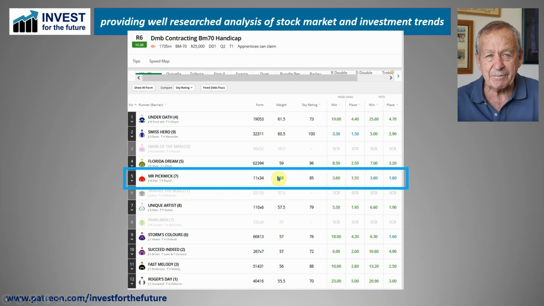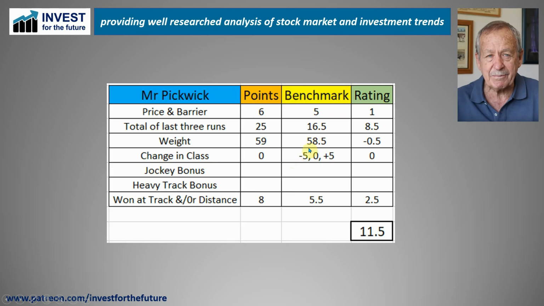Looking at its weight, it's carrying 59 kilograms. The benchmark for this race is 58.5. That's the mid value between the top and the bottom weight. So it gets a weight rating of -0.5, so it gets a penalty for that.